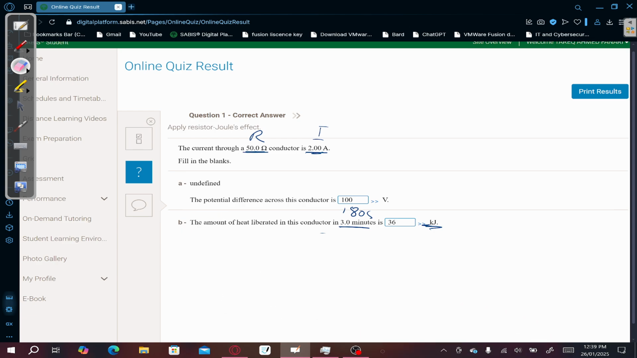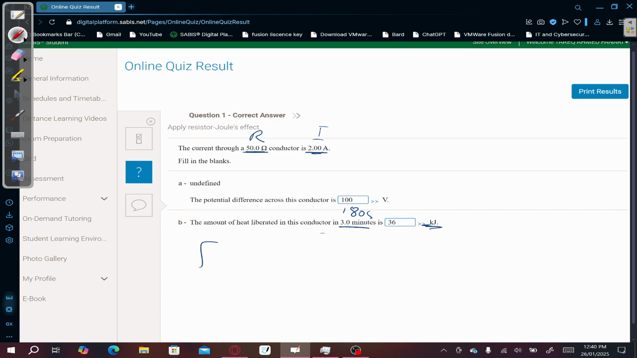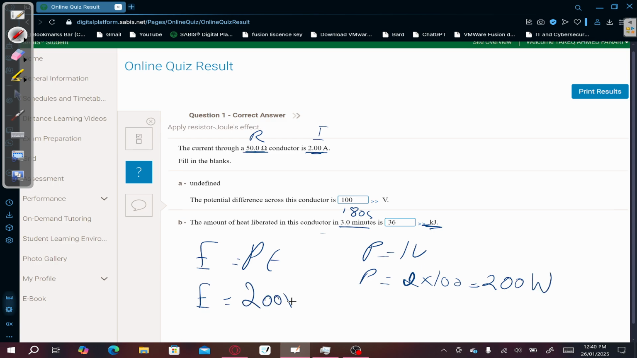And now I will use the third method, which is E equals PT. So E is equal to the power, which is IV, and the power is equal to 2 times 50, sorry, 2 times 100. 2 times 100 gives me 200 watts. Okay, so 200 times the time, which is 180. Remember P times T, so the energy is 36,000, which gives me 36 kilojoules.